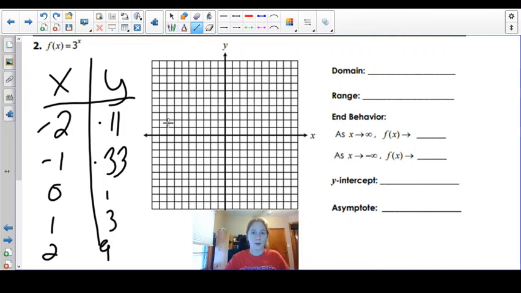Oops, I apologize. Let's do our asymptote line at 0. Now let's go plot our points. So -2 up a little bit, -1 up a little bit more, 0, 1. Oh, that's so little. My points are barely visible. Let's try that again. Up a little bit more. 1, 3, and 9. Then we're going to go ahead and connect our graph.